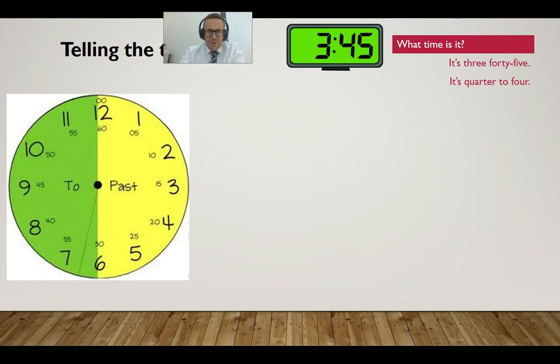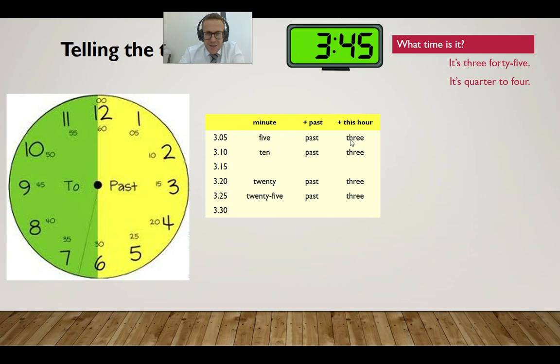So for example, when it's 00, we say the number and o'clock. 3 o'clock. Very easy. 1 o'clock, 2 o'clock, 3 o'clock, 4 o'clock, like this. When it's yellow, so the first 30 minutes, we say past and the hour. So here, these times: 3:05. We say the minute, then past, then the hour. 3:10, 3:20, 3:25. Now notice for 15 and 30, I left them out.